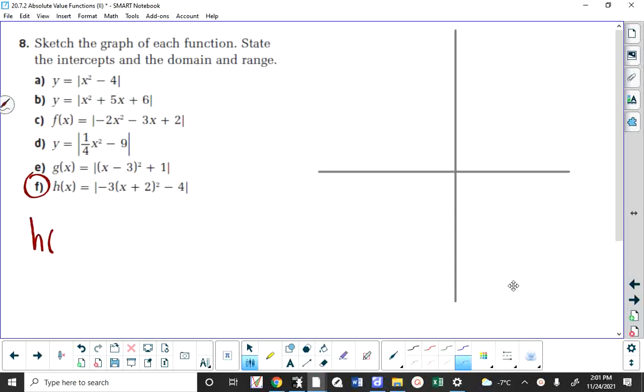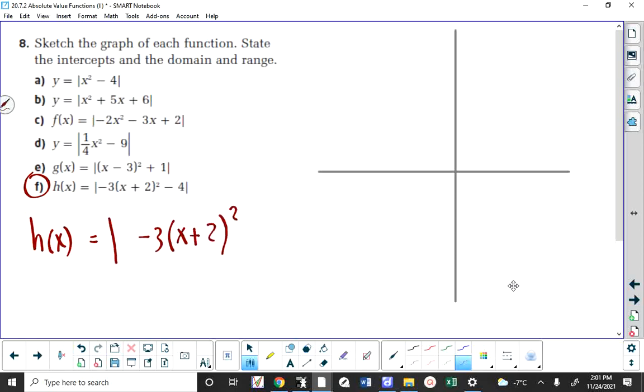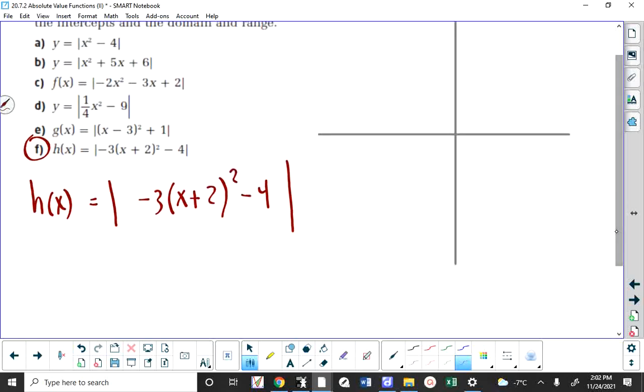where I have h of x equals the absolute value of negative 3 times (x plus 2) quantity squared minus 4, what I would do to determine all of the properties of that function is I would first ask myself, what are all of the properties of the graph of this function without the absolute value? Well, this is already in vertex form, so I know the vertex is at negative 2 comma negative 4.